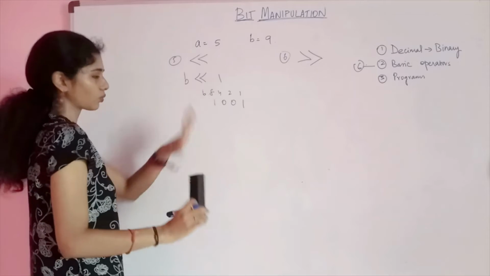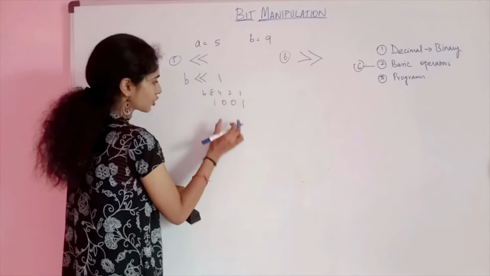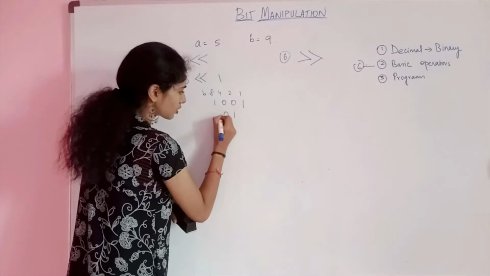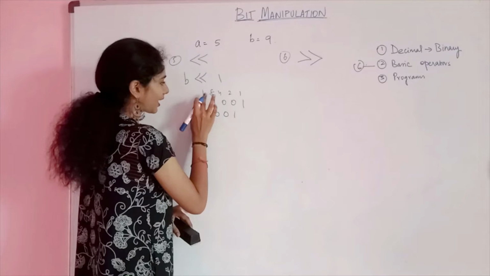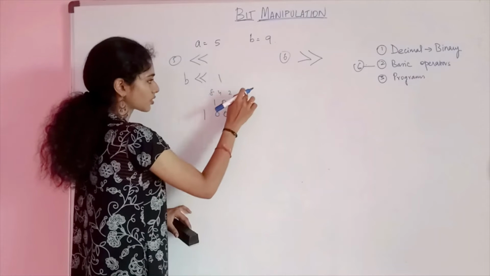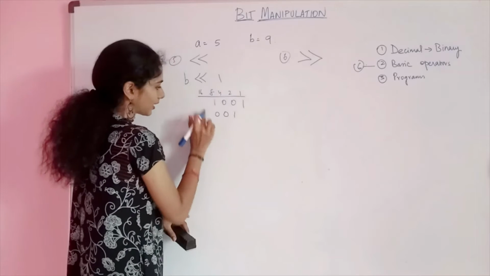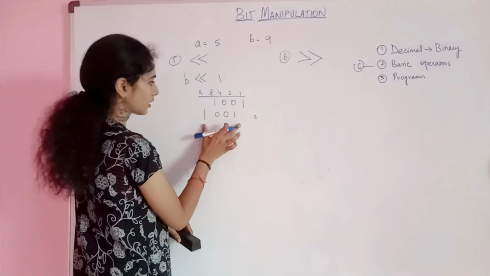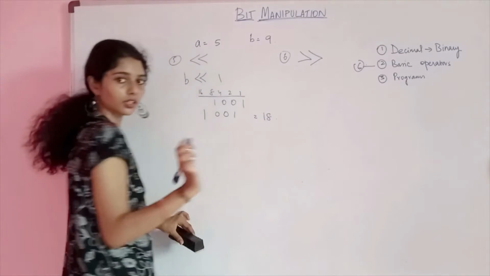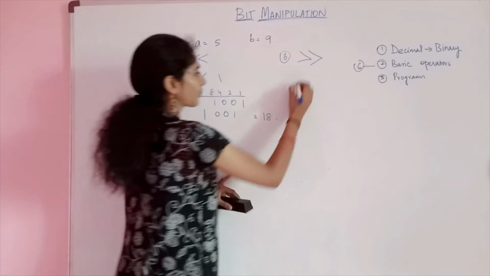Left shift by 1, this is your left, so I am shifting it by 1 position. So what will happen? 1, 0, 0, 1. Okay. So what is the value of this? It is going to be 1, 2, 4, 8. Here you will get a value of 16. Alright. So 16 plus 2 is going to be what? 18.